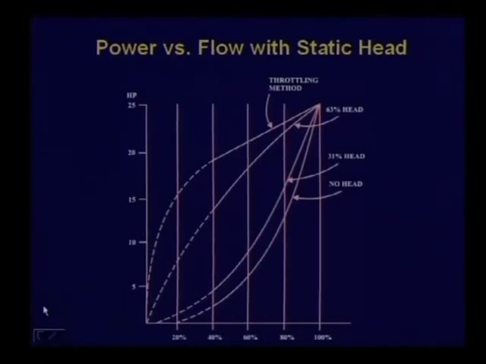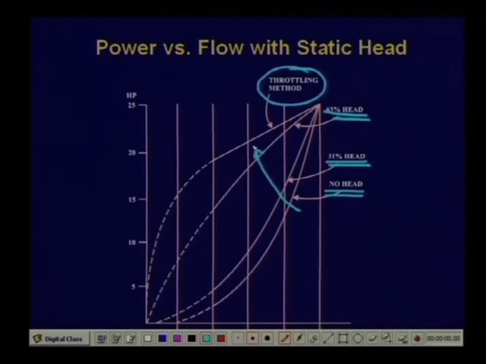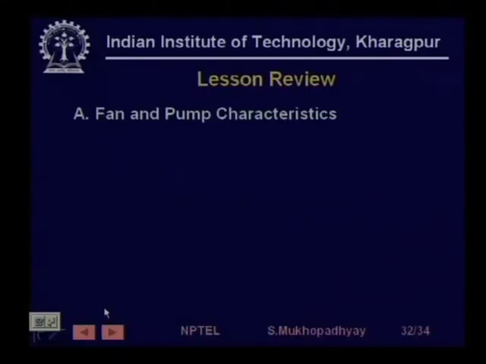So, it turns out that with static head, this is the throttling method, and this is the variable speed drive method with no head. This is for 31% head, this is with 63% head. As the head increases, the energy saving actually reduces and moves towards the throttling method. Anyway, those are fine points.